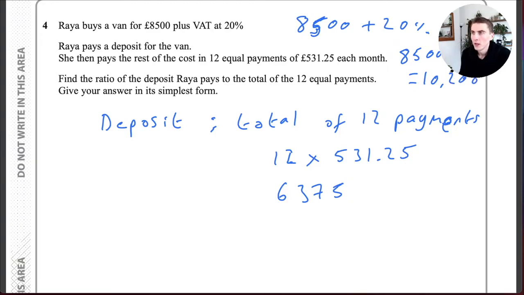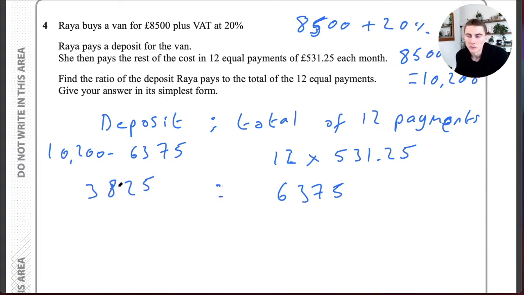Yeah. So that's how much she paid in total for the van. That's not the deposit yet. So to find the deposit, we're going to take this total and subtract how much she paid in the 12 equal payments. So 10,200 minus 6,375, and that gives us for the deposit £3,825. So now we basically have our ratio.